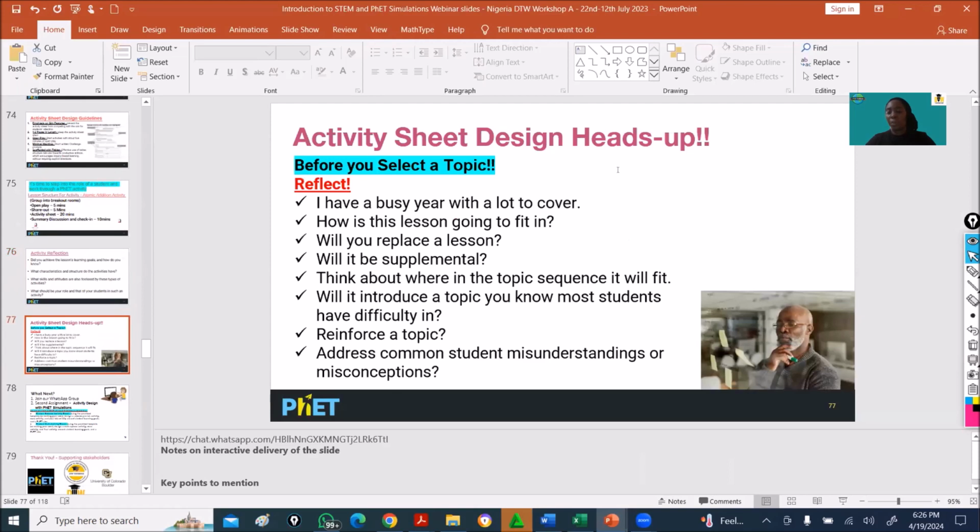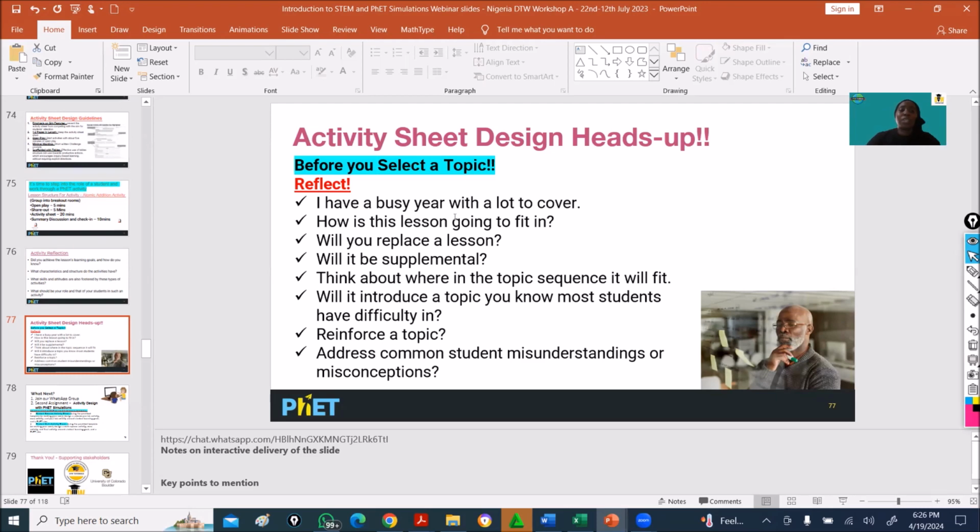Some activity sheet heads up that we have to look at before you select a topic. Because most teachers ask, is it every topic that we are going to create an activity sheet for? Yes, creating an activity sheet can be a bit tedious. But I tell you, when you do it once for a particular topic, you can always reuse it to teach every year. And when you want to reuse it again, you can always revise. But at least you have something.